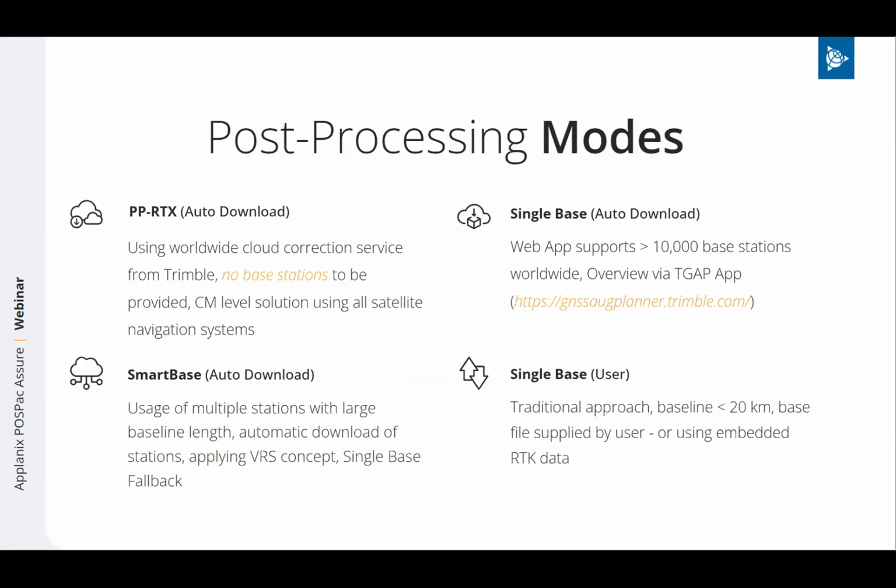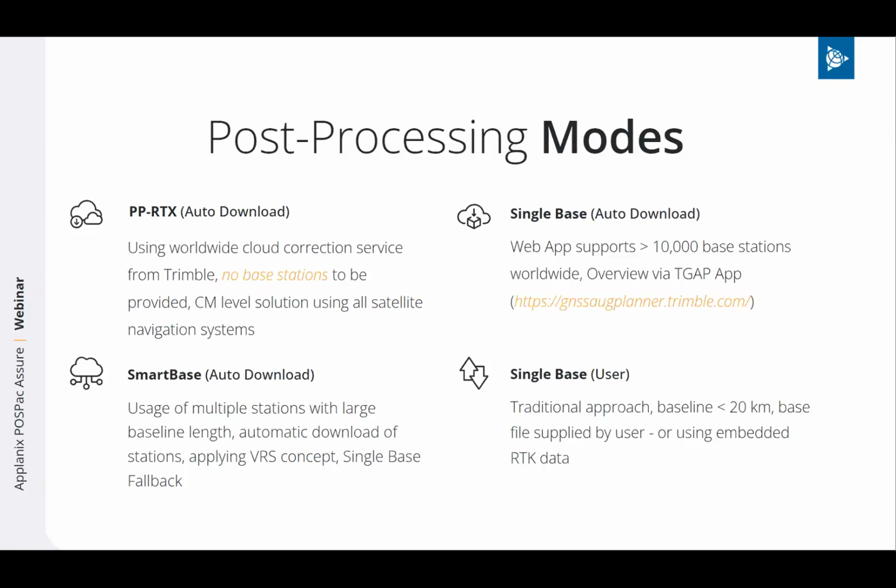The other mode that we support is the smart base mode. This is where multiple base stations are being used, and they are defining a network of stations that are surrounding your mission area. We're applying a VRS concept, like a virtual reference concept, here. And in case that processing fails, we even have a fallback to the single base mode. As long as a base station is nearby and we can make use of it, and the smart base concept fails for whatever reason, we still rely on published base stations. There's a fallback that it can run in the single base mode.